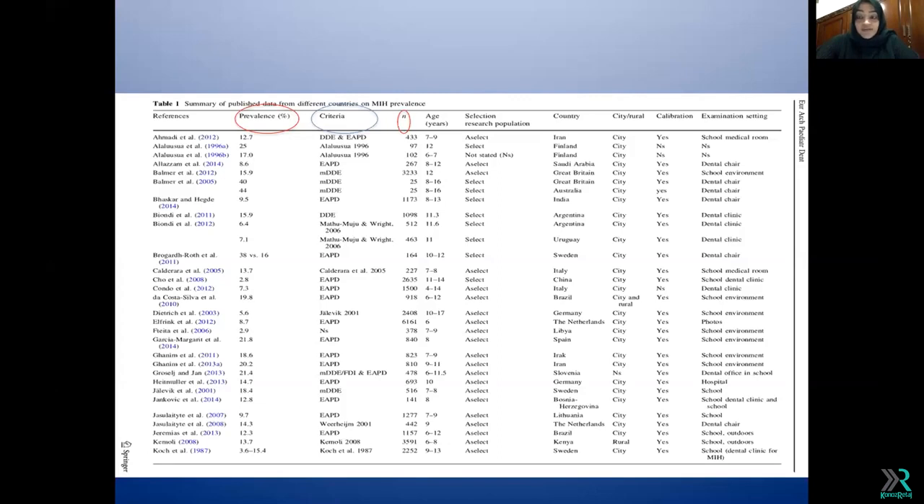The age of the subjects varies widely, from 4 years of age up to 17. Some of the studies selected the population, others did not do any selection. Most of the studies were conducted in cities, but some of them were conducted in rural areas. Also, some of them did calibration of the examiners, others did not. And the examination setting, or where the examination was done, also varies. Some were conducted in hospitals, dental schools, dental clinics, or schools. So it's widely variant. This is also his list.